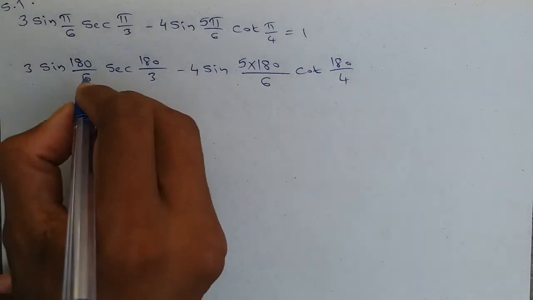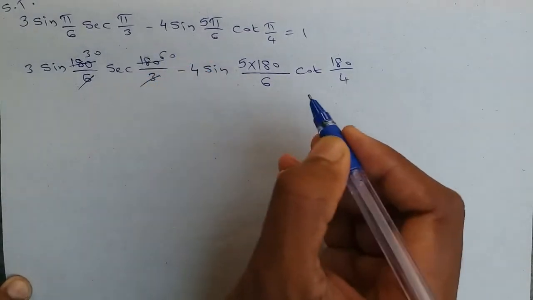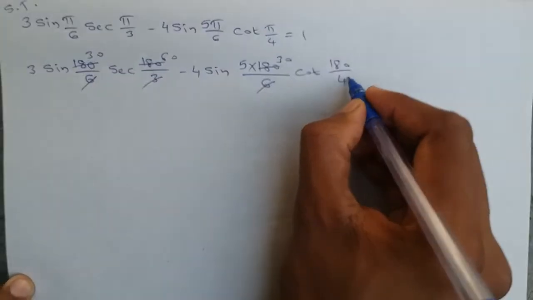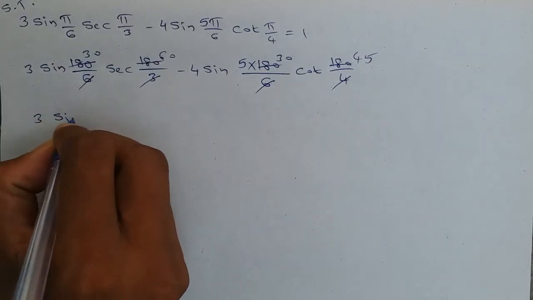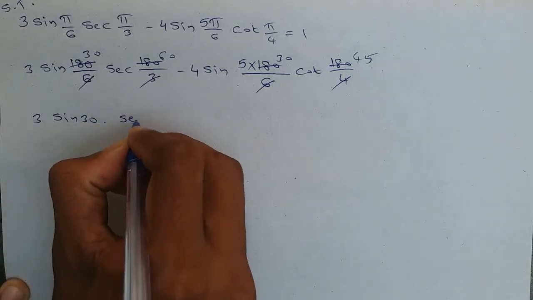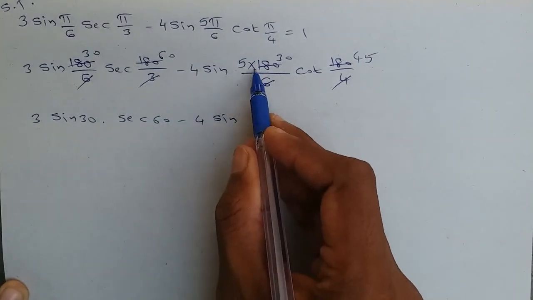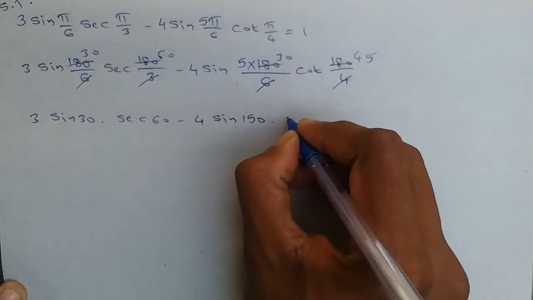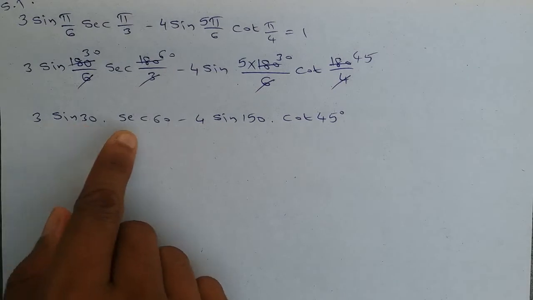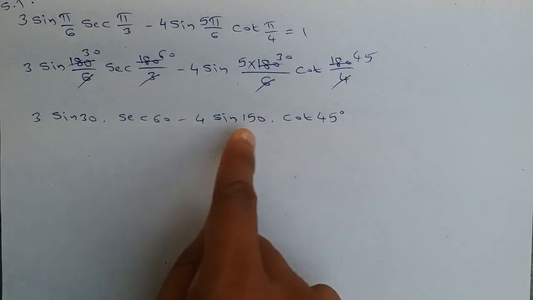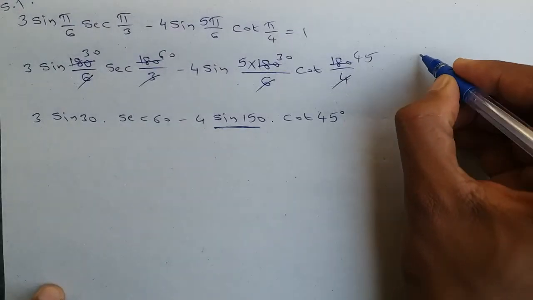Let us do simplification. 6 ones are 6, 30s are 3 ones are 3, 60s are 6 threes are 6, 30s are 4 ones are 4, 45s are. So we remain with 3 into sine 30 into secant 60 minus 4 sine into 5 into 30, 150, times cot 45 degrees. Sine 30 value we know, secant 60 value we know, cot 45 value we know, but we don't know the value of sine 150. First let us find the value of sine 150. I am doing it aside.